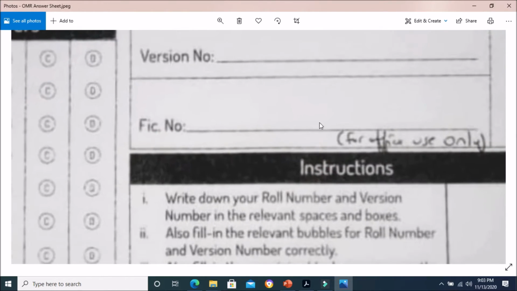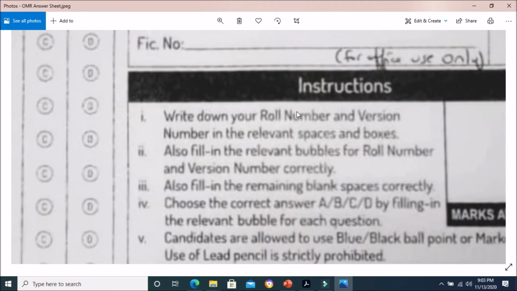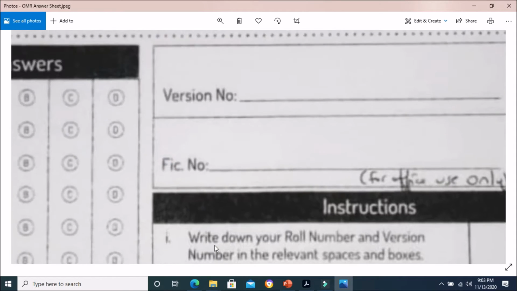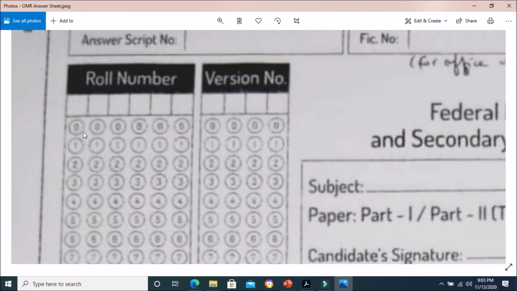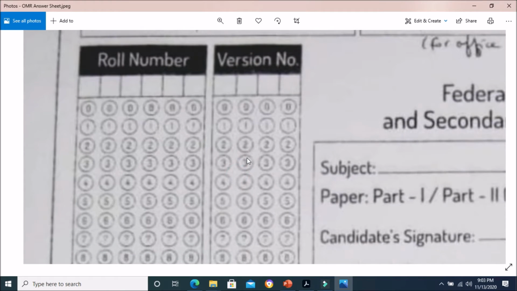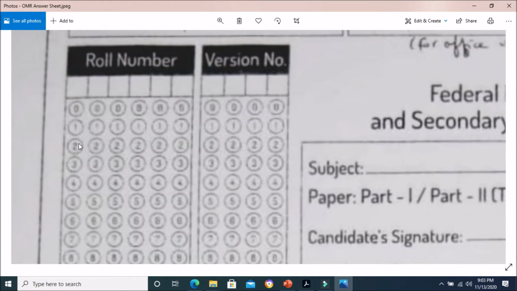Now if you come to the instructions, the very first point is to write down your roll number and version number in the relevant spaces and boxes. Version number goes in the 2 boxes where you need to write it. Also fill in the relevant bubbles for roll number and version number correctly. You will not only write the roll number and version number in digits, but also highlight the bubbles in a proper way.